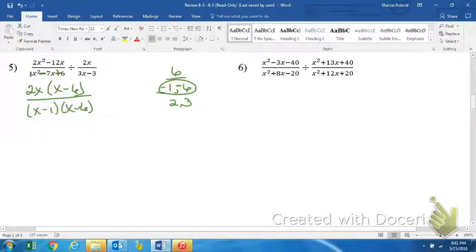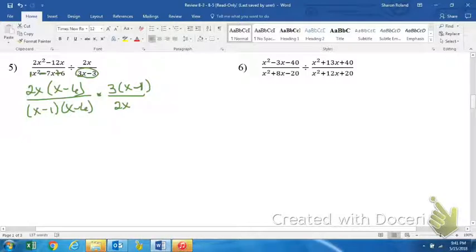Okay, so then we're going to change the sign to times, and you're going to flip the second fraction. That 2x is now in the denominator, and the denominator, a 3 factors out, and you're left with x minus 1.